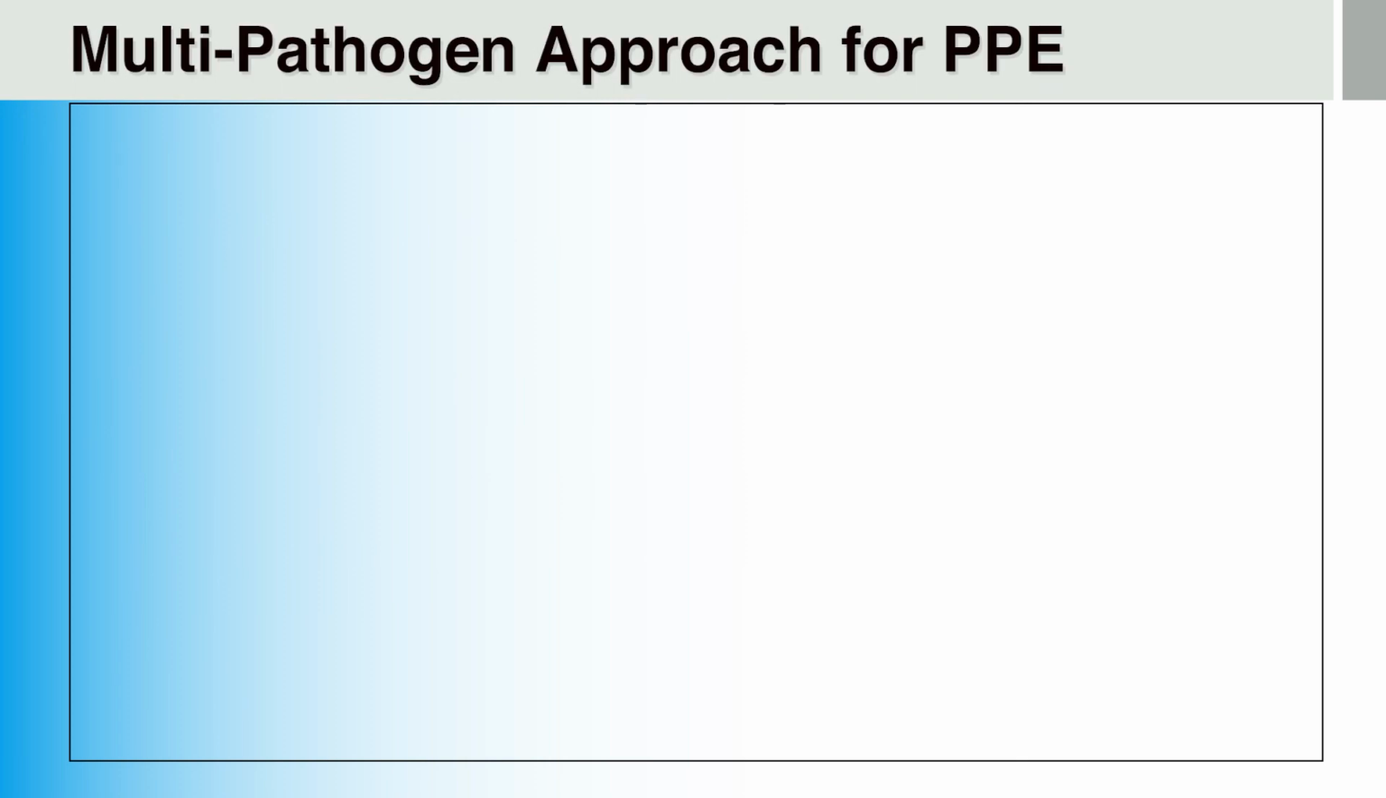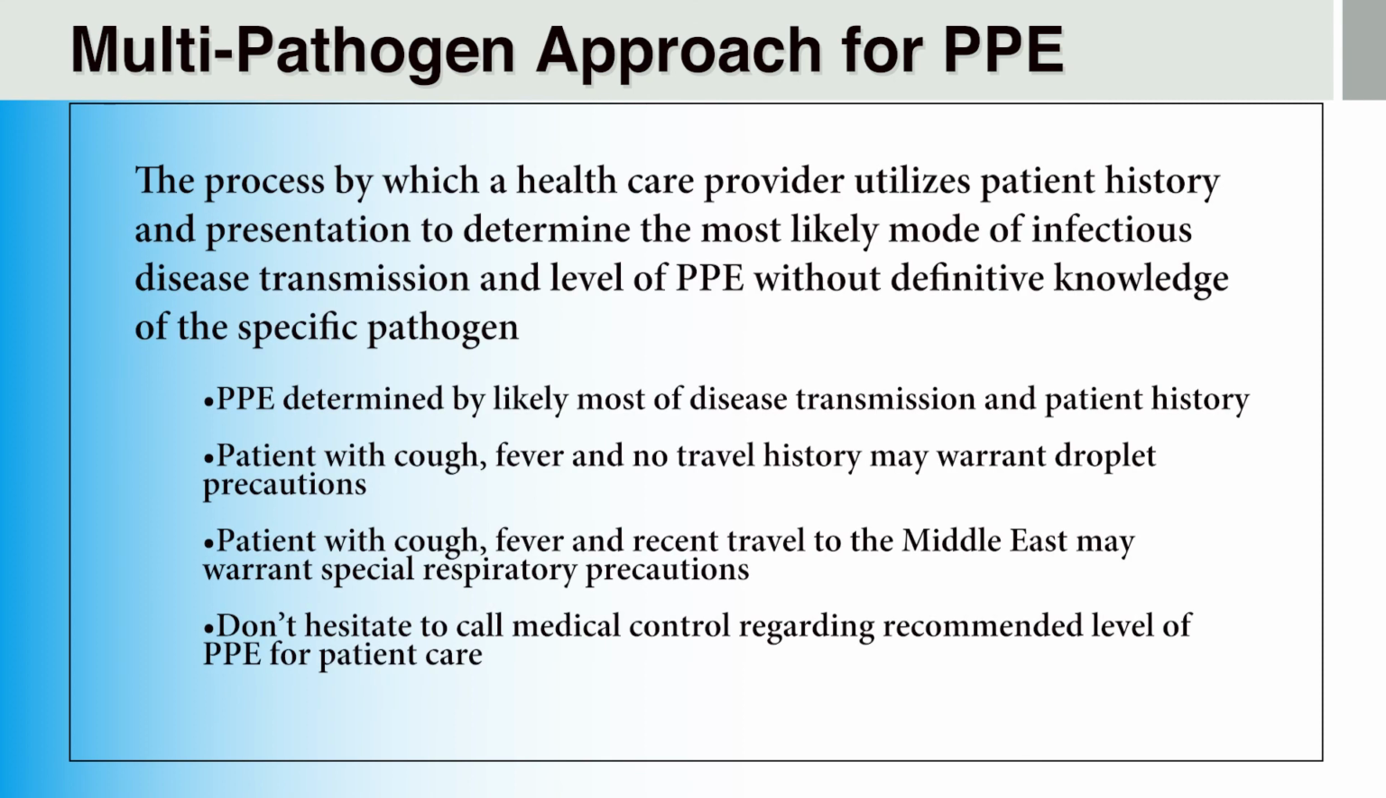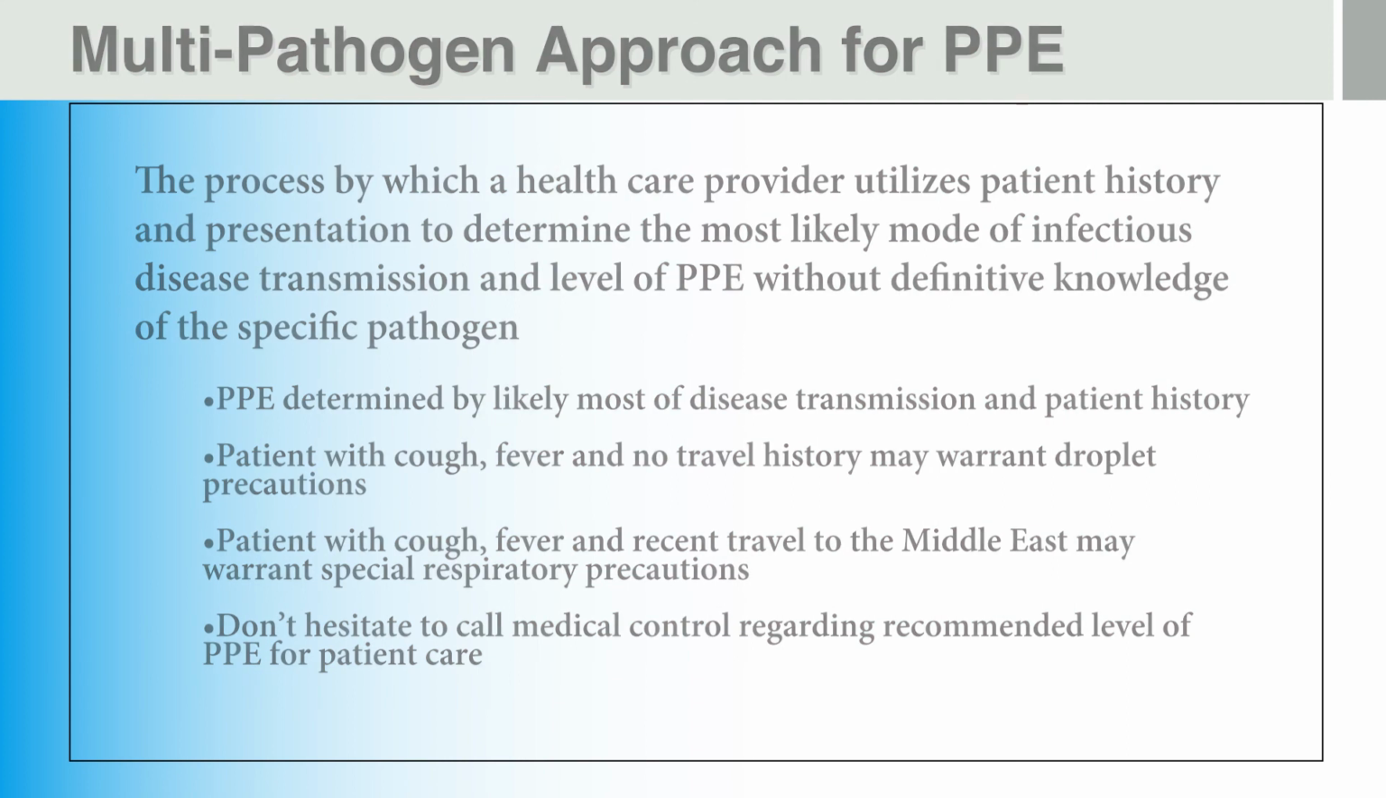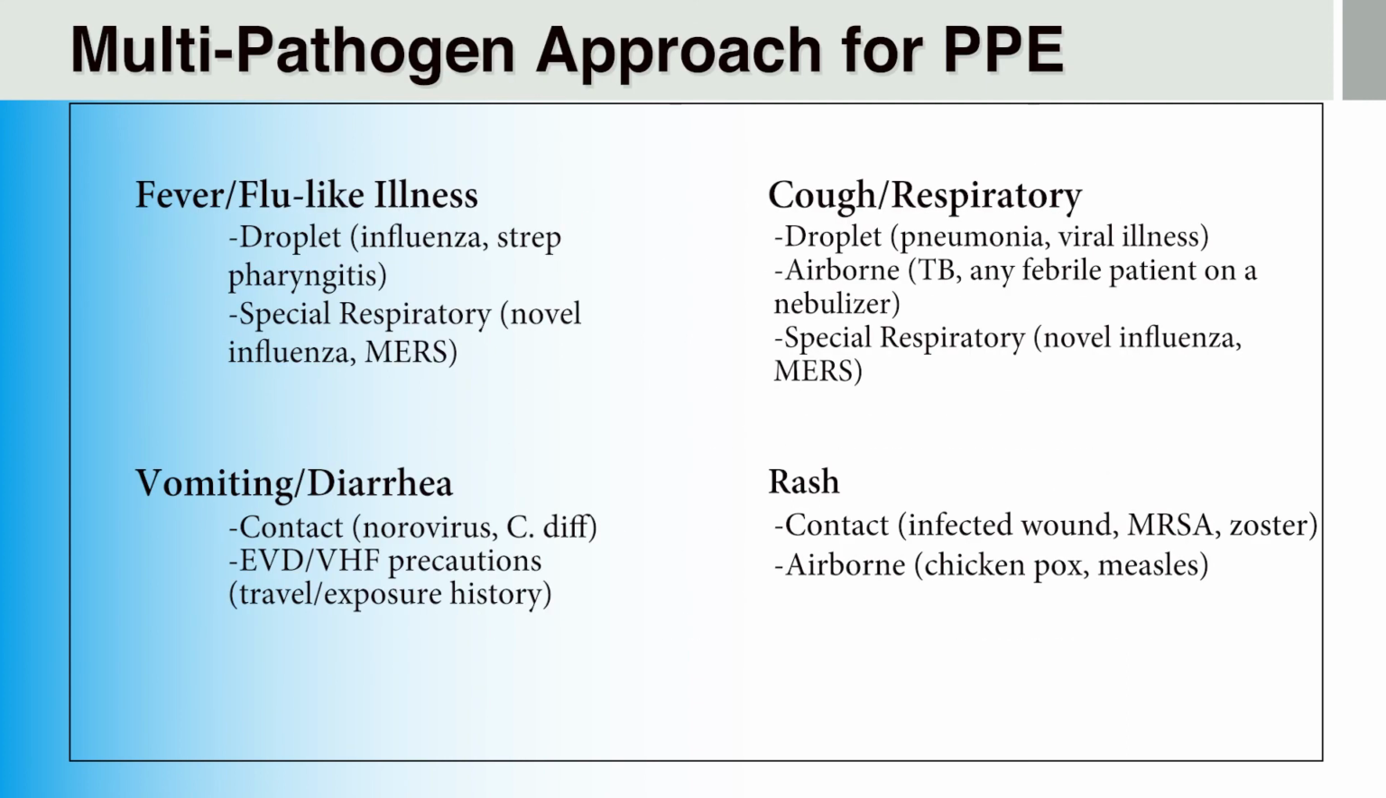The pre-hospital environment is often unpredictable, and it can be difficult to determine which level of PPE is appropriate for patient care. The multi-pathogen approach to PPE is a process by which healthcare providers utilize the available patient history and presenting signs and symptoms to determine the most likely mode of disease transmission and the level of PPE to don without definitive knowledge of the specific pathogen. In the pre-hospital environment, we do not always know what diseases our patients have, but we can always protect ourselves by making an educated choice.